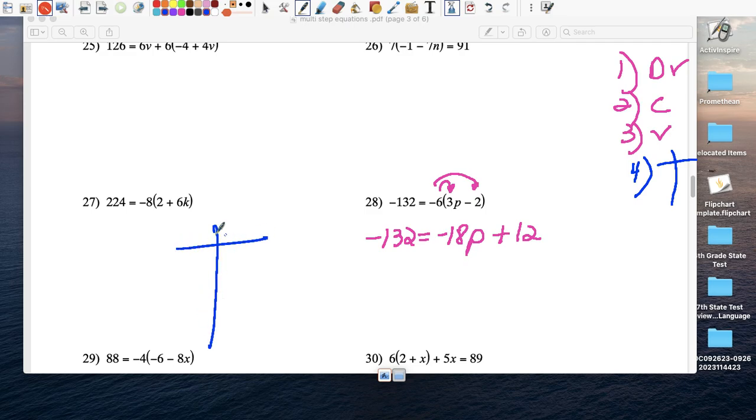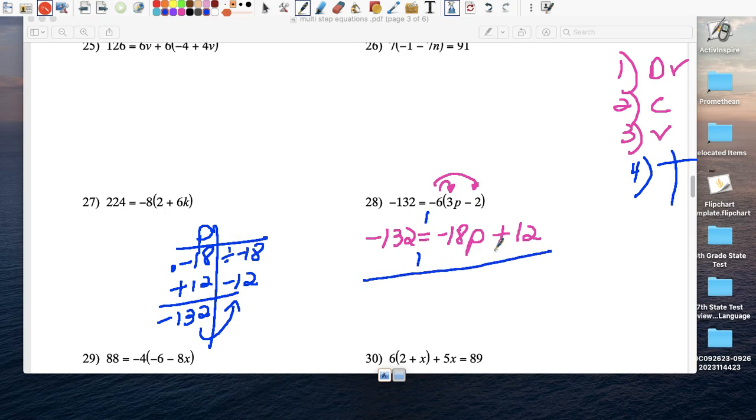What do I have right here? I have a letter P. It's being multiplied by negative 18. Add 12, and it's going to give me negative 132. So I'm supposed to subtract 12, because that's the opposite of addition, and then divide both sides by negative 18. So minus 12 over here, minus 12 over here. This goes away. Negative 18p comes down, and this becomes negative 153.